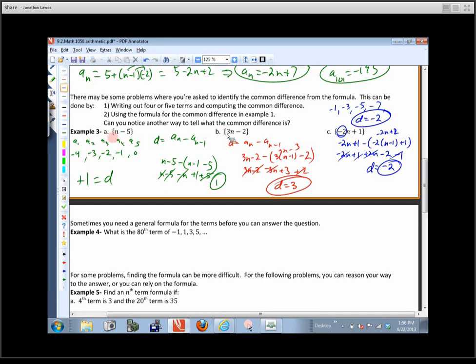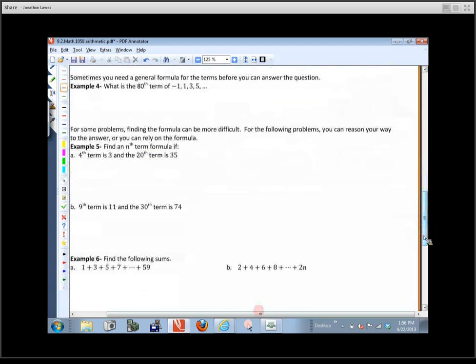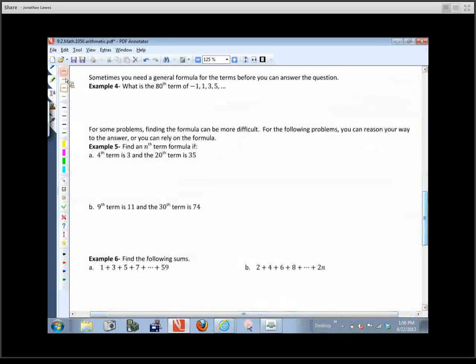+3. And what is it here? +1. Okay? So that's one way that you can spot it. They have to be linear functions though. Okay? All right, go ahead and flip the page over and now we'll get to some interesting problems here.